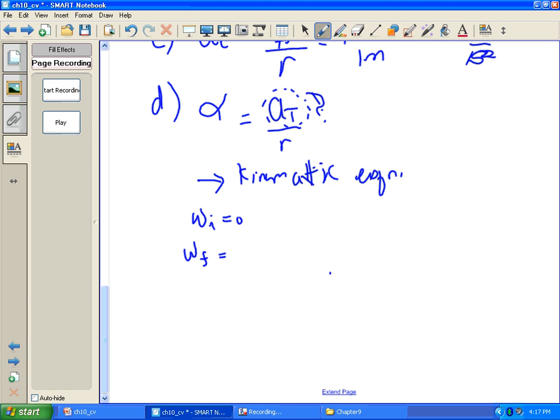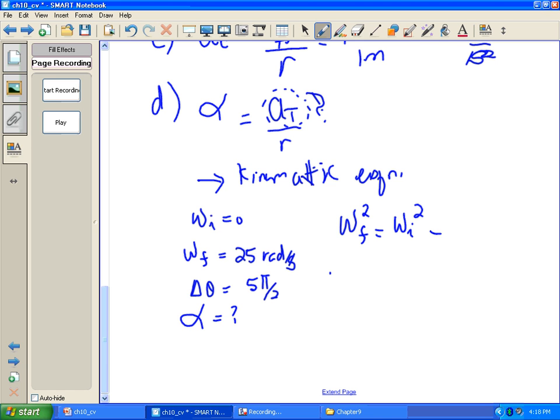We know omega final is equal to 25 rad/s. We know delta theta is 5 pi over 2. So we pick out the correct equation to determine alpha, and that would be omega final squared equals omega initial squared plus 2 alpha delta theta. Omega initial is 0, so alpha is equal to omega final squared over 2 delta theta.